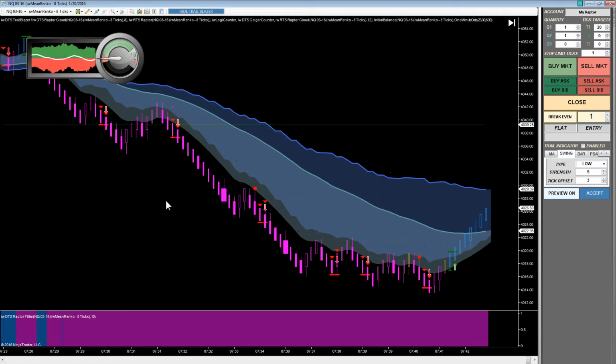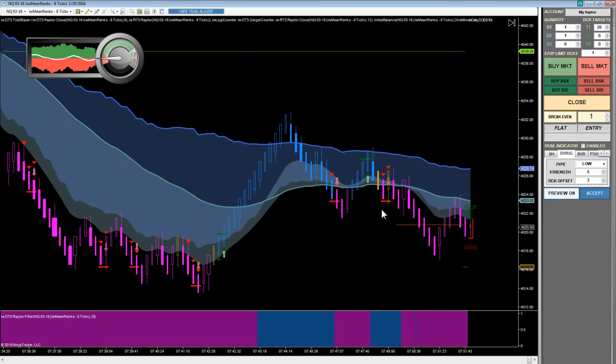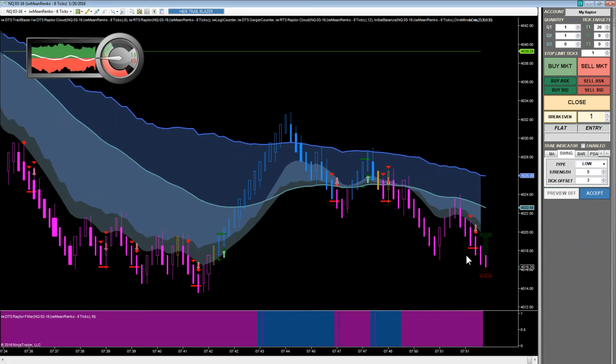So what we're really looking for is hard edge bounces, and we're looking for failures off of the hard edge bounces. Those are your most probable Raptor trades. So here's a hard edge bounce off of the first cloud, and it should probably see the market try to get down here and at least retest the lows.